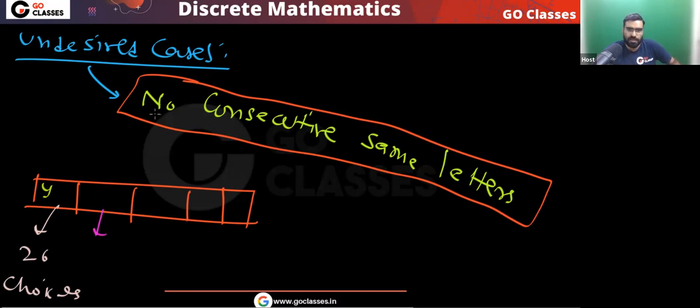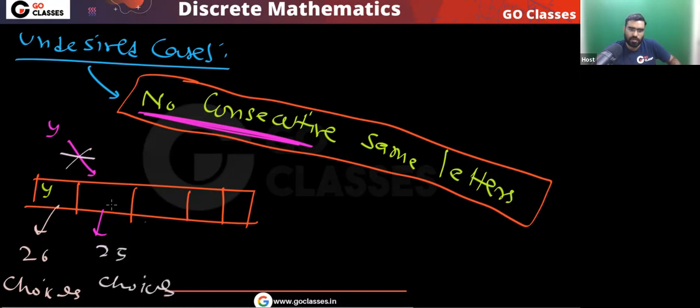No consecutive same. So can I use y here? I cannot use y here. So here, how many choices? Now you have 25 choices.